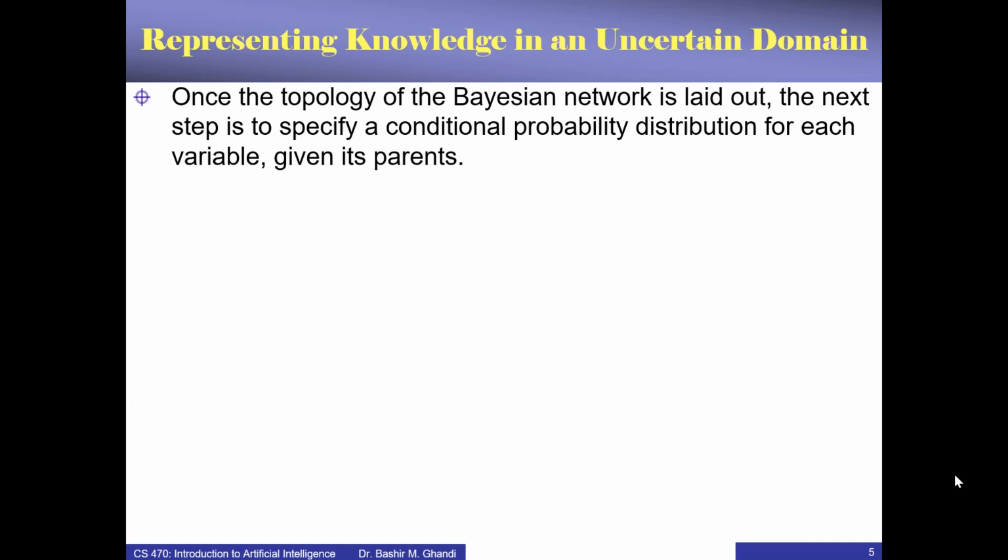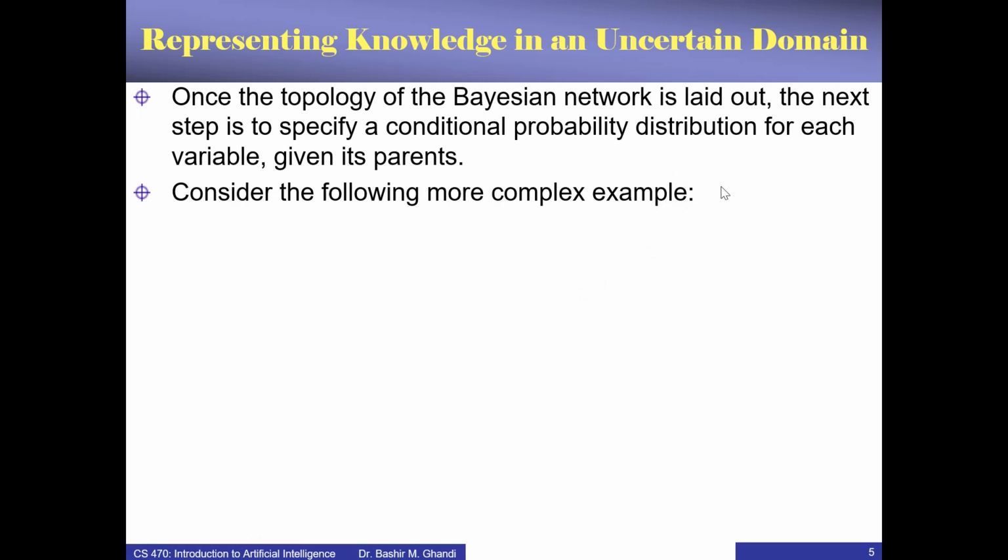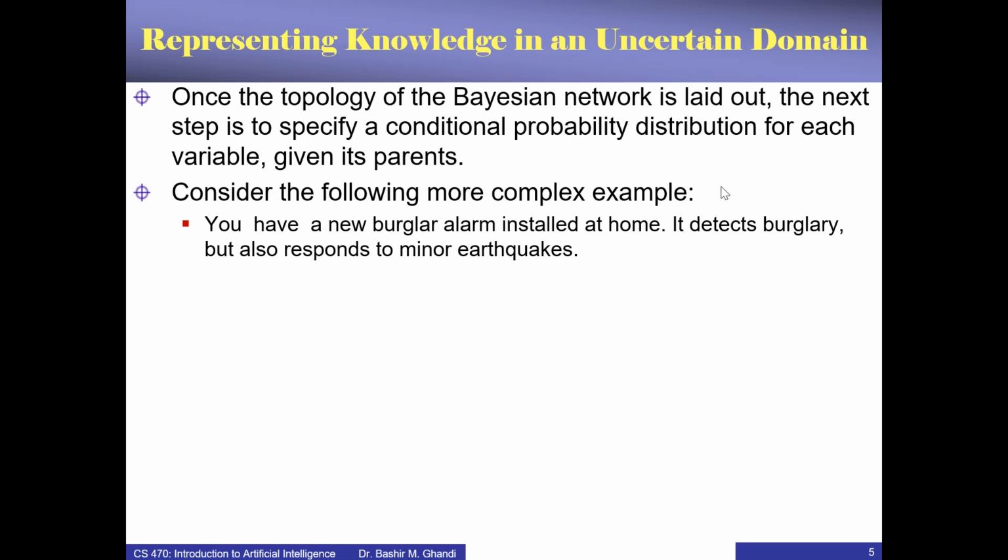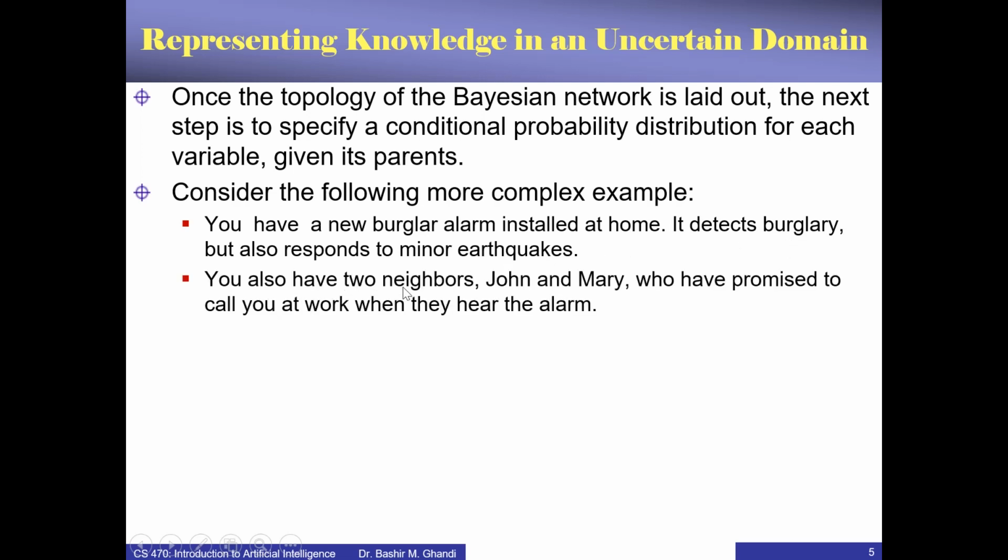Now, once the topology of the Bayesian network is laid out, the next step is to specify a conditional probability distribution for each variable given its parent. So let us consider the following relatively more complex example compared to the dental problem example. Say you have a new burglar alarm installed at home. It detects burglary, but it also responds to minor earthquakes. Now you have two neighbors, John and Mary, who have promised to call you at work when they hear the alarm. So if your alarm sounds off, John and Mary promise to call and inform you.